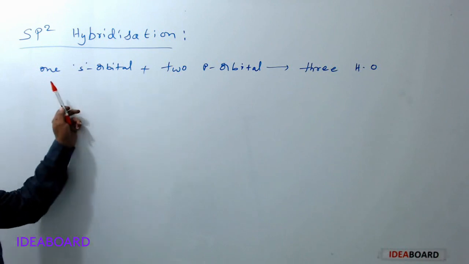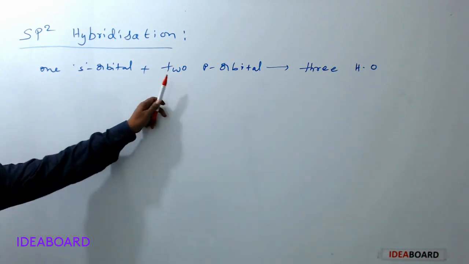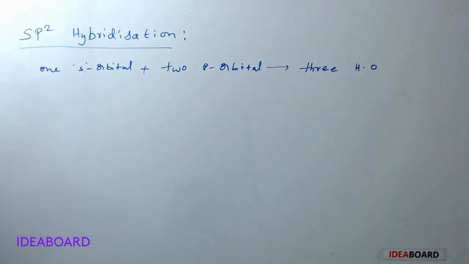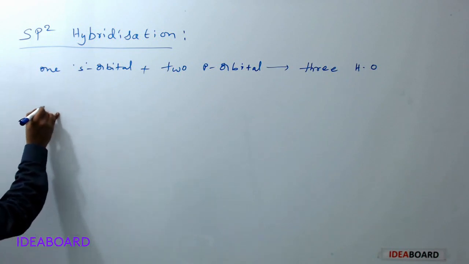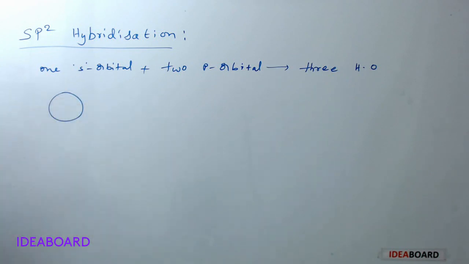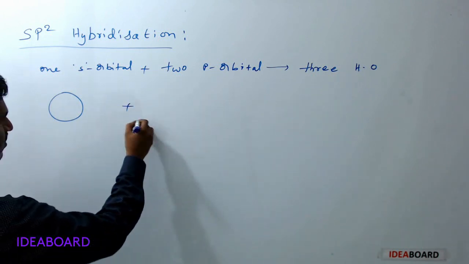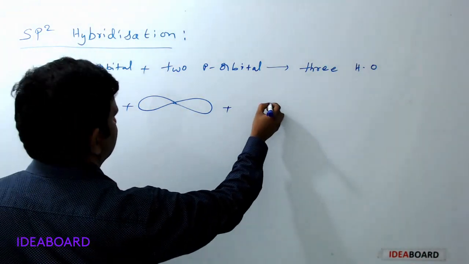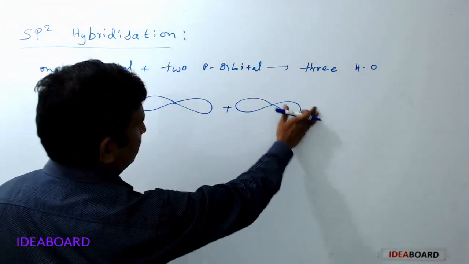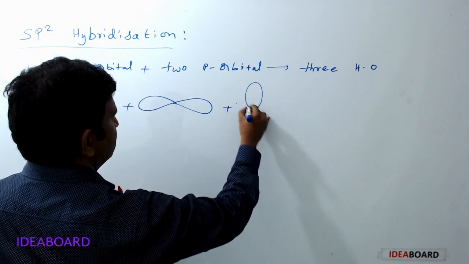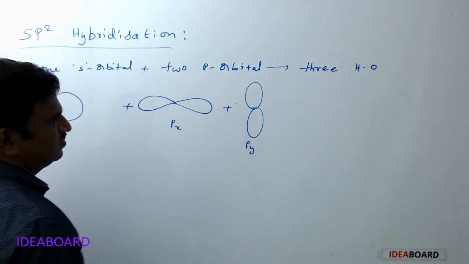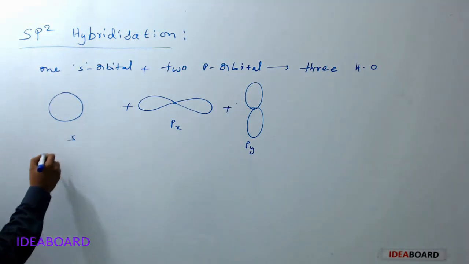Totally one s orbital and two p orbitals are participating, 2 plus 1 is 3, so we are getting three hybrid orbitals. In this process, the s orbital is a spherically shaped s orbital, and the p orbitals participating are a px orbital and a py orbital. For example, this is a px orbital, this is a py orbital, and this is an s orbital.